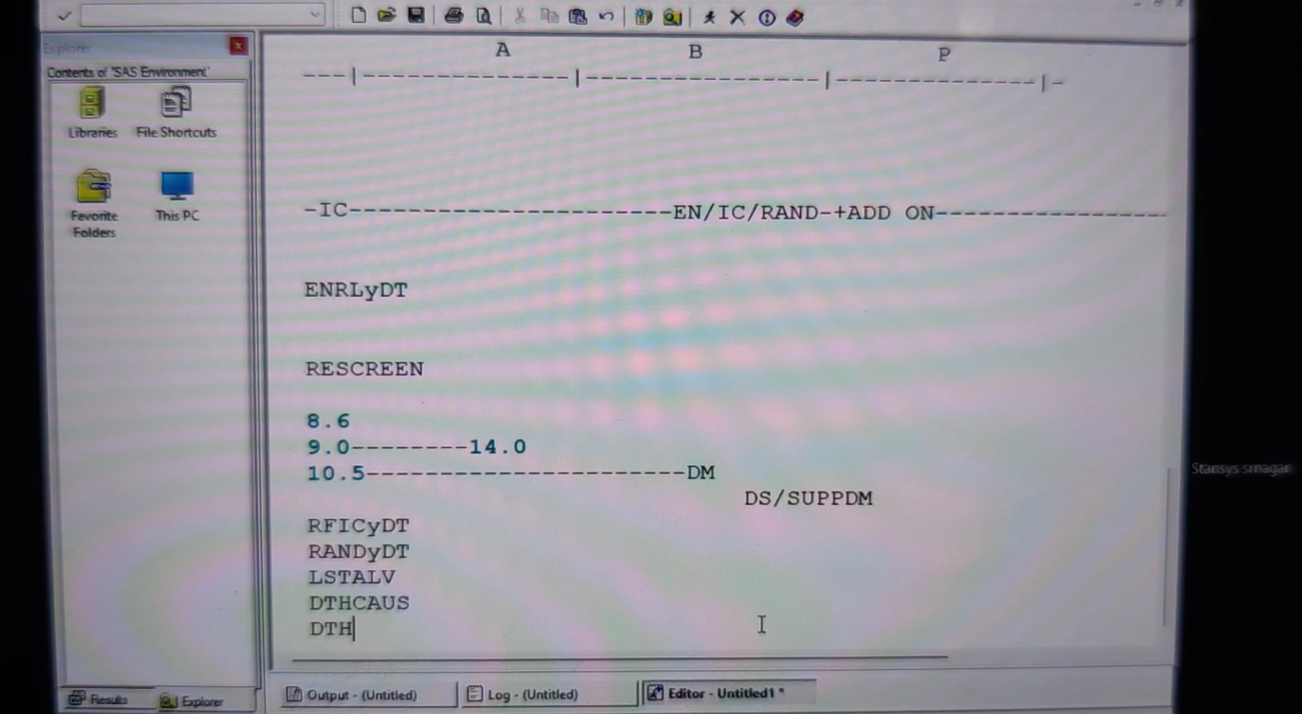Then we are going to have DTH, CAUS, and death cause numerical. Let's say, for example, in the specification, if the death is because of cardiac arrest, then 1, cancer 2, other 3, unknown 4, and so on. So by using this condition, we are going to create a numerical variable.